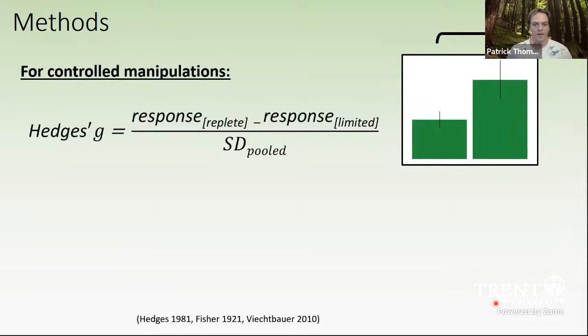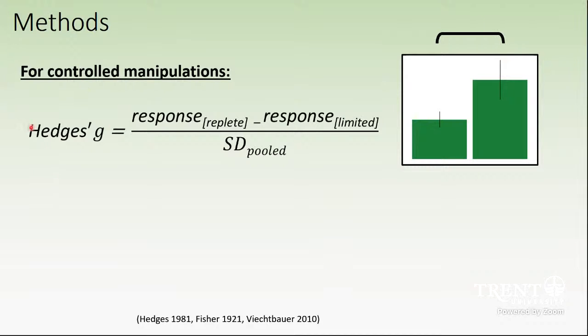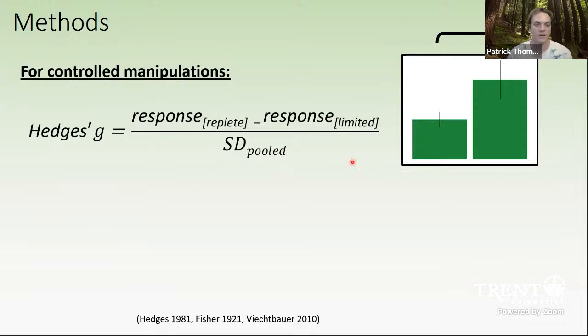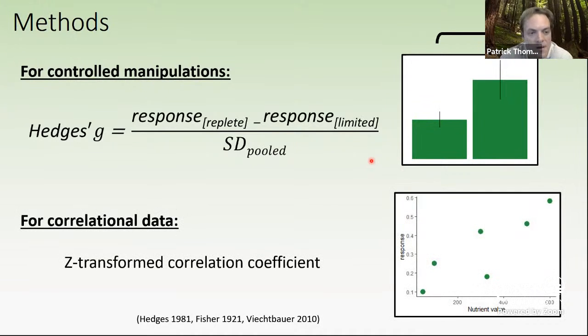We had two main effect sizes that we used to look at nutrient limitation. The first one, which we used for the more controlled manipulations, more like treatment versus control type studies, was the Hedges' g, where we took the response of zooplankton in replete versus limited conditions, and it's standardized by the pooled standard deviation. So that was for a little less than half of the studies. The rest didn't really have a clear treatment versus control.